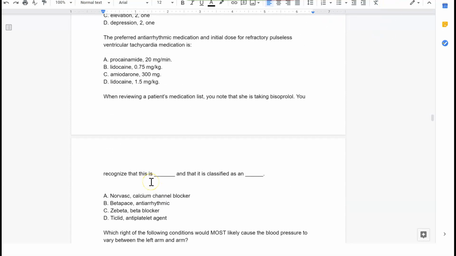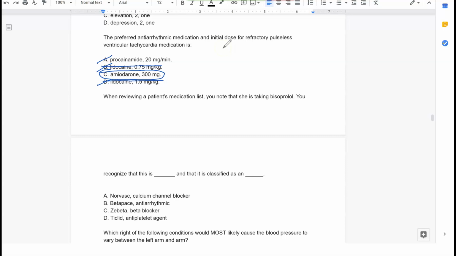For an antiarrhythmic medication, an initial dose for refractory pulseless ventricular tachycardia. I mean, this one should be pretty easy. This is your protocols, and you know your cardiac arrest protocols, which are going to be probably some of the most commonly used ones. Amiodarone. We don't carry procainamide. Lidocaine is only used currently in protocols for conscious IOs.